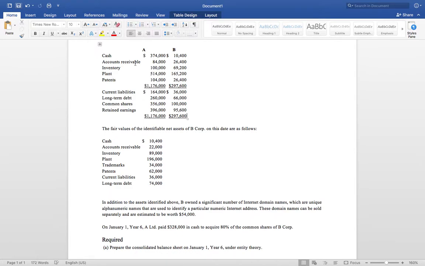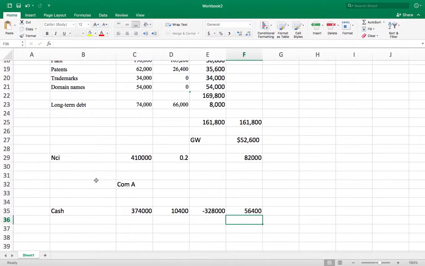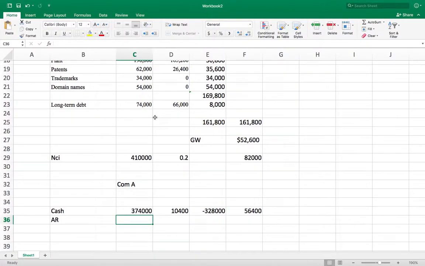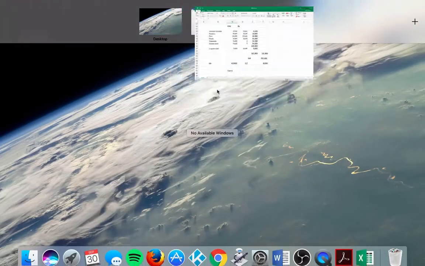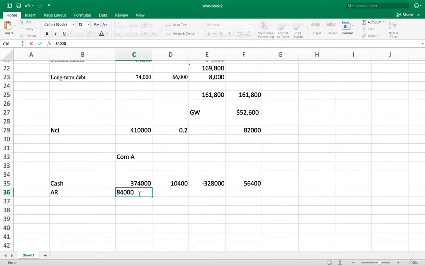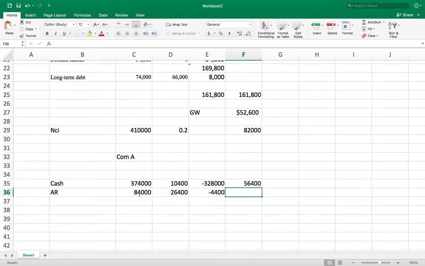Next we have accounts receivable. So their accounts receivable: 84,000 plus 26,400 and minus this amount, 4,400.